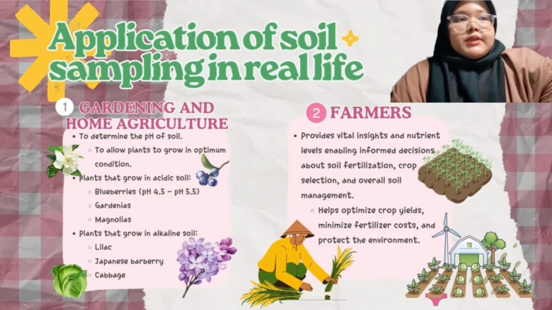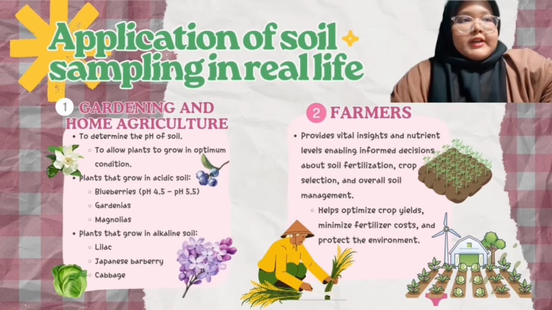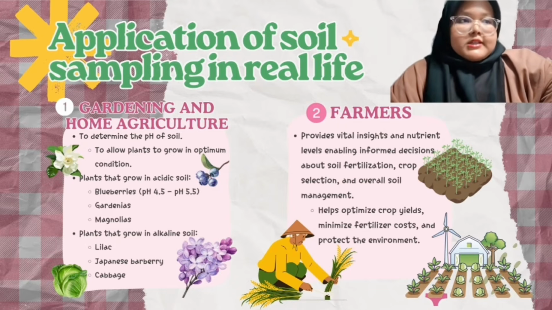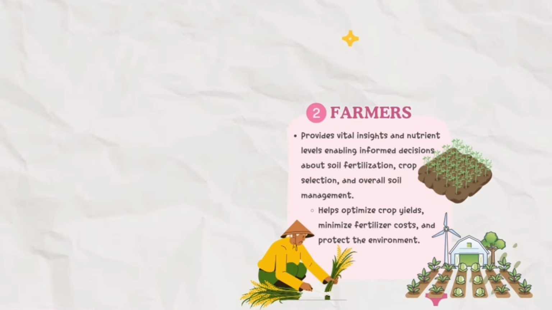Next, soil sampling is also very important for farmers. This is because it provides vital insights into nutrient levels, enabling informed decisions about soil fertilization, crop selection, and overall soil management. This actually helps to optimize the crop yields, minimize fertilizer costs, and protect the environment.